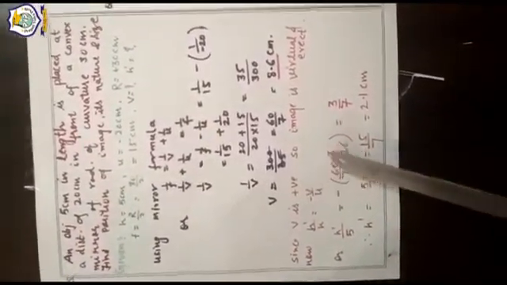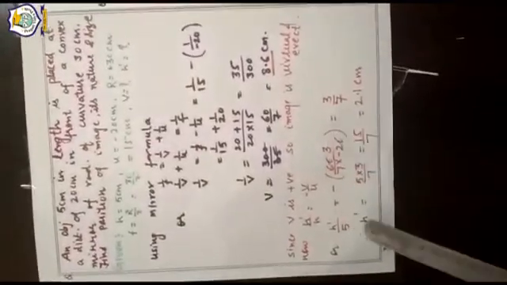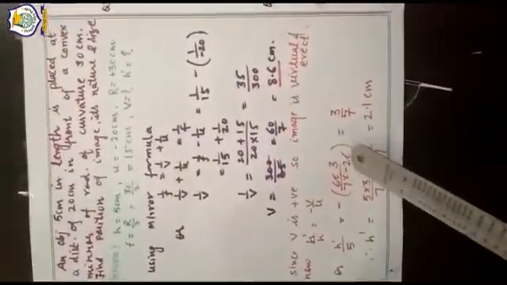See, when you are using the value of v, always use the fraction value. Do not use the decimal value. It will unnecessarily increase your calculation and it may be wrong also. So it is better to keep the fraction part. So 60 by 7 into minus 20, minus minus will become plus and this will cancel. So it will come 3 by 7. Now to calculate h dash, 5 will be multiplied by 3. So 5 into 3 by 7 is equal to 15 by 7, which is equal to 2.1 centimeter.